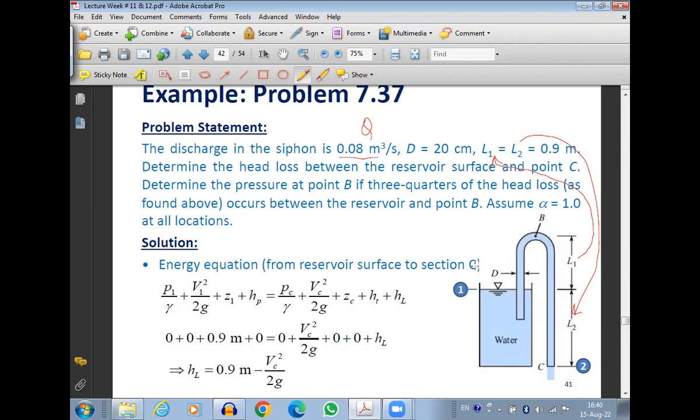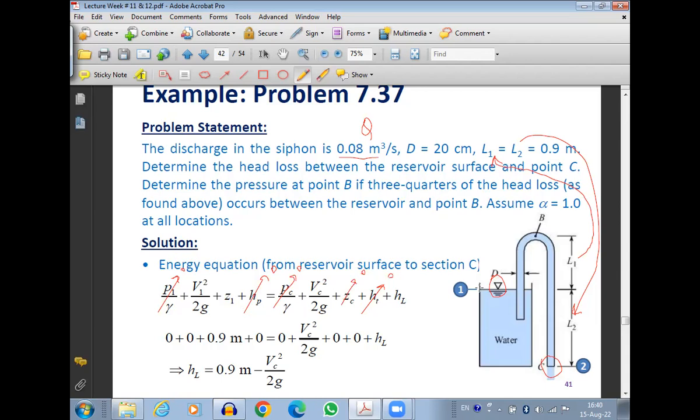Determine the head loss between the reservoir surface and the point C. Now, the reservoir surface is open to atmosphere and point C is also open to atmosphere. So that means the gauge pressures at both points will be zero. So if we apply the energy equation between point 1 and point C, P1 will be 0 and PC will be 0 because they both are open to atmosphere. Obviously, in this case of a siphon, there is no turbine and no pump here. Elevation, we can consider point 2 to be at 0 datum. If we consider it as 0 datum, then the elevation at Z will be 0.